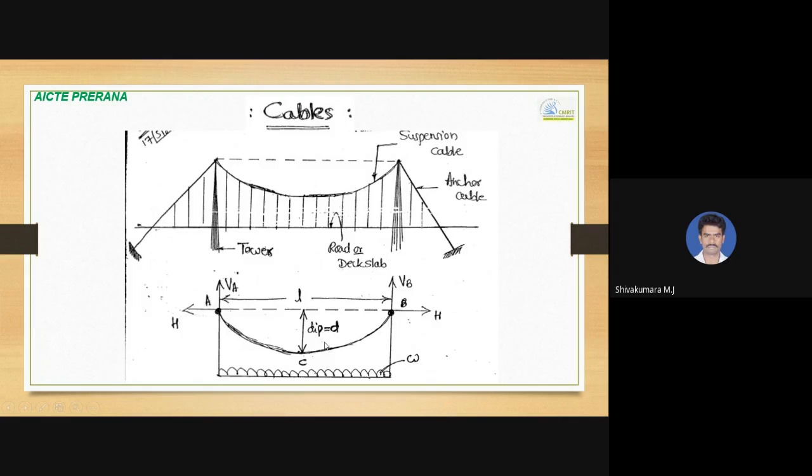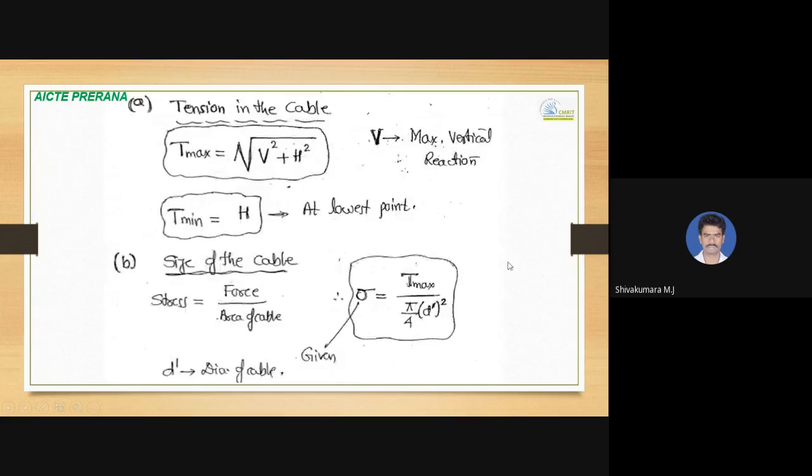And then minimum tension force, normally it will be at the lowest portion of this cable, that is at point C. That minimum tension force is nothing but the horizontal force, H. There will be no vertical component at the lowest point of the cable. So minimum tension force will be equal to H, the horizontal force which exists at the lowest point of the cable. So these two formulas you need to remember for maximum tension force and minimum tension force in the cables: root of V square plus H square, and H.